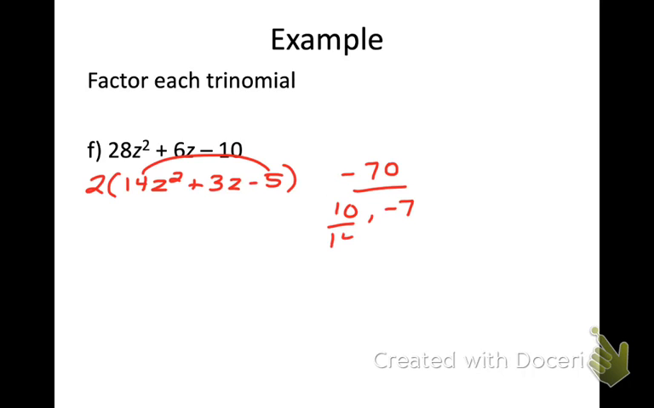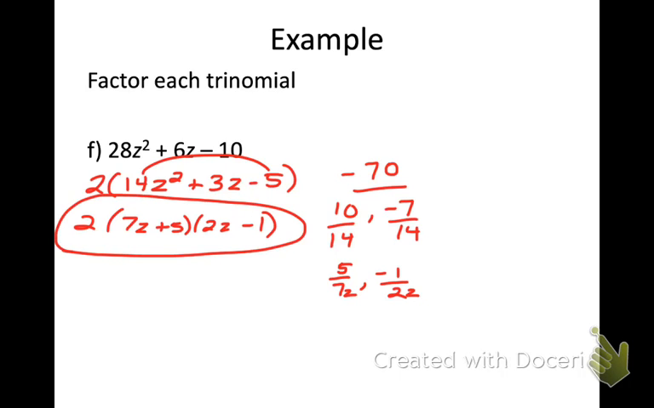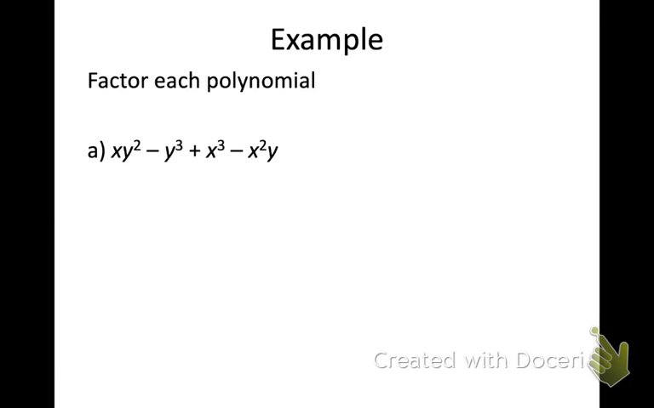Put them over my leading coefficient of 14. Reduce 10 over 14, taking out 2 is 5 over 7. Taking out 7 in the next fraction gets us -1/2. Attach the z to the denominator. So now we've got 7z plus 5 and 2z minus 1. Bring down that original GCF that you factored out in the beginning. Okay, hopefully these all seem familiar to you and are not brand new concepts.